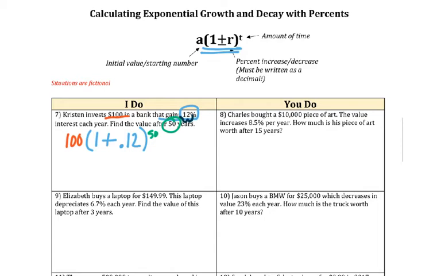So I'm going to type it in, 100, 1 plus 0.12, raised to the 50. Okay, so that's a big number. It gives us 28900.218. In this situation, we are talking about money. So with money, we're only going to end with 2 decimal places.